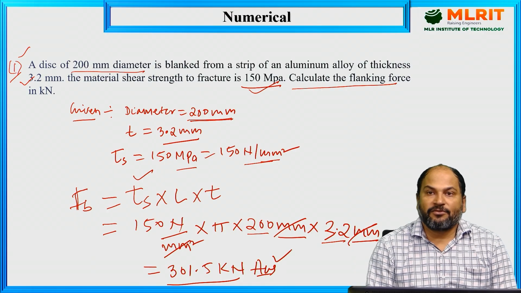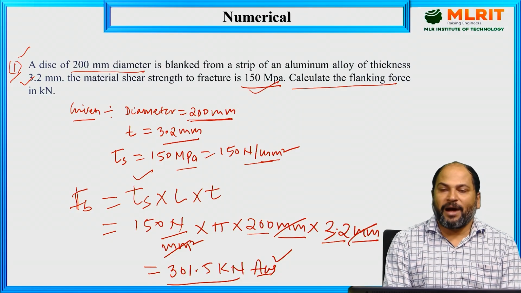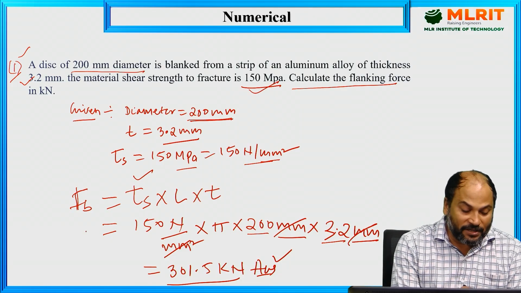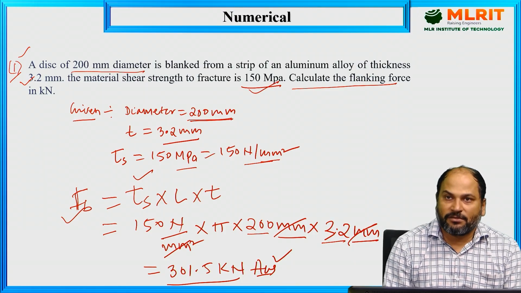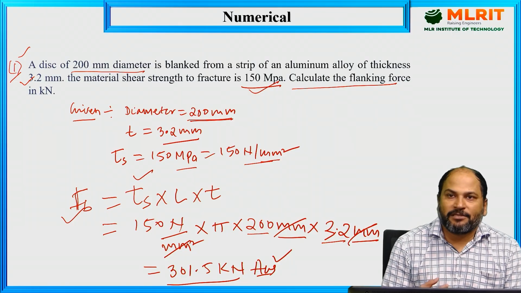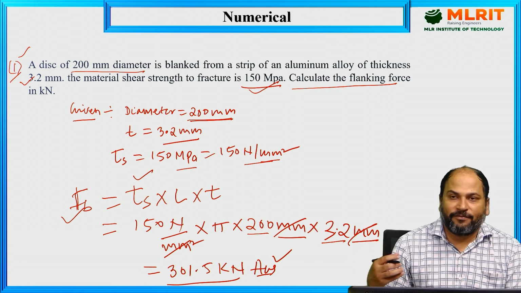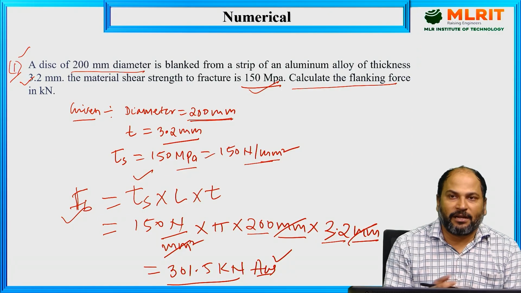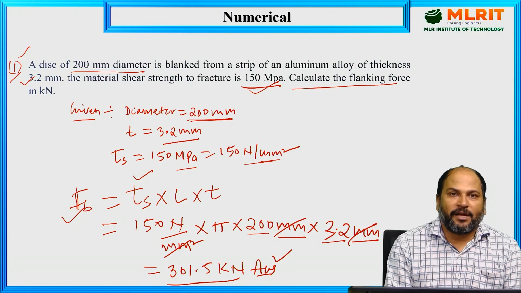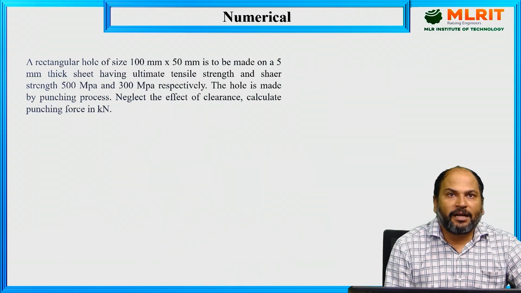So what is there in this numerical? There is nothing special about this numerical. The only thing you have to keep in mind is the meaning of blanking or punching force, and how to calculate it, means what is the formula for that. Once you know this, whatever shape has been blanked out, or whatever shape we are punching out from the blank or the sheet, that perimeter we need. Once we get that, we just have to put in the values and do the calculation very easily. Okay, so we'll move to the next numerical.